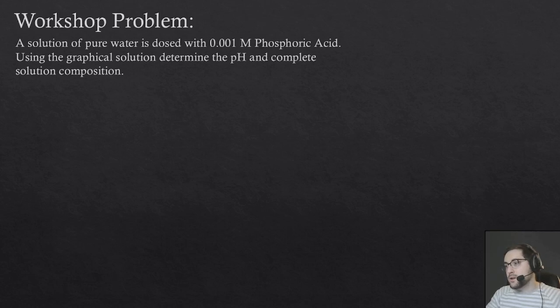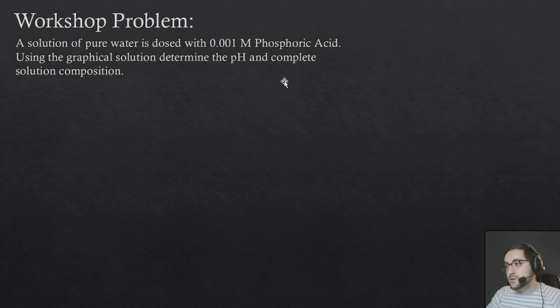Hello everyone! Today we are going to be doing some acid-base water chemistry. So I've got a nice problem here set up that we're going to work together and solve, so let's take a look at it. A solution of pure water is dosed with 0.001 molar phosphoric acid. Using the graphical solution to determine the pH and complete solution composition.